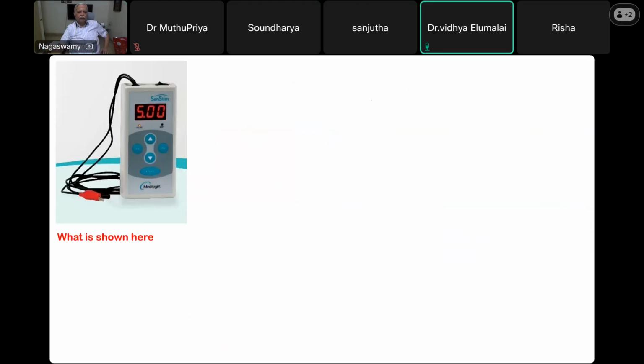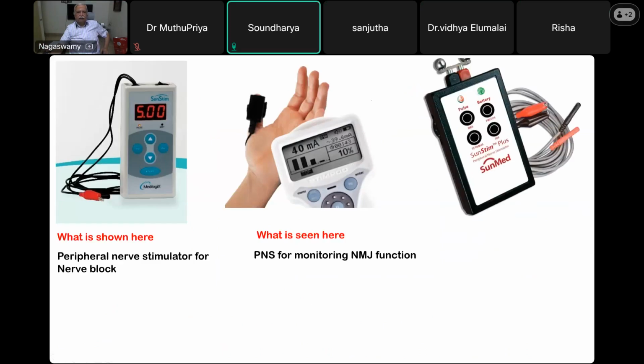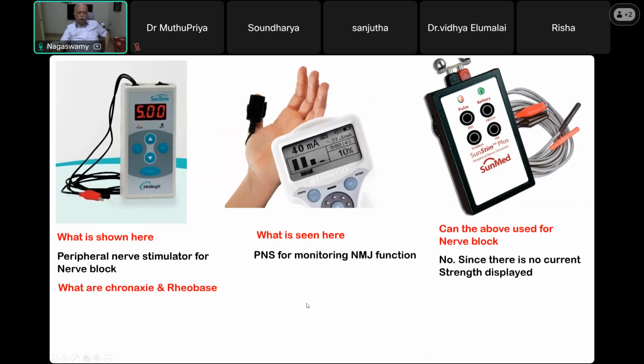What is shown here? Peripheral nerve stimulator, peripheral nerve locator, used for nerve blocks. And what is this? The neuromuscular junction monitor. So there is a difference between these two. What is the difference? The amplitude. Maximum amplitude is only 5 milliamperes, that's current strength, whereas here it can go up to 80 milliamperes. And this is a neuromuscular junction monitor for monitoring neuromuscular junction activity after muscle relaxation, to assess recovery. Okay. What are chronaxie and rheobase?